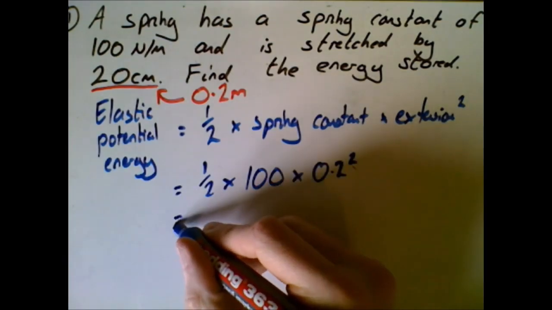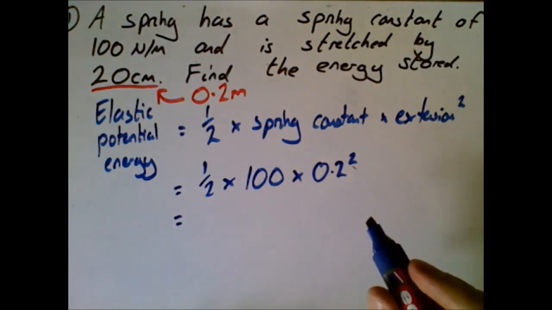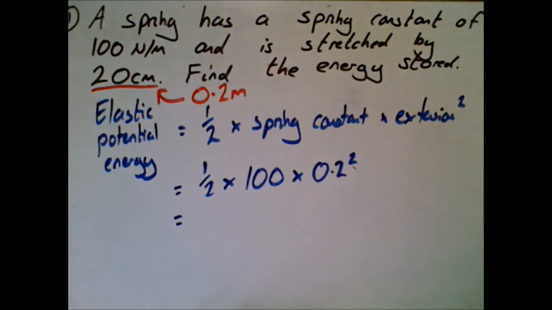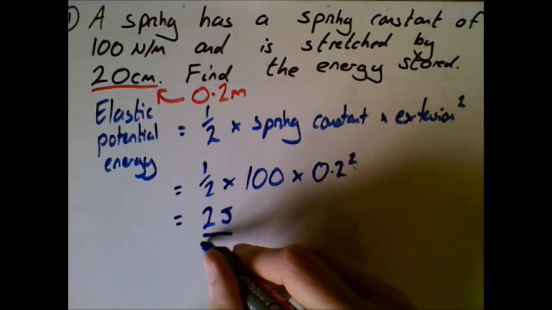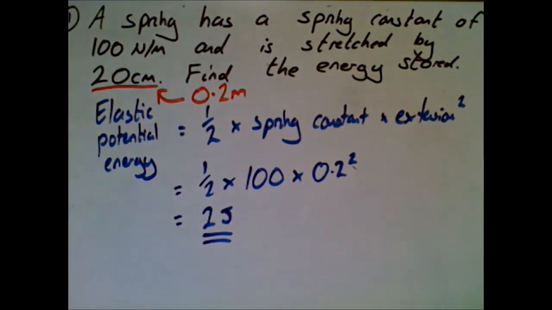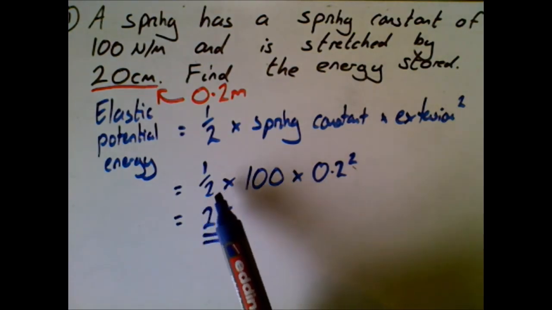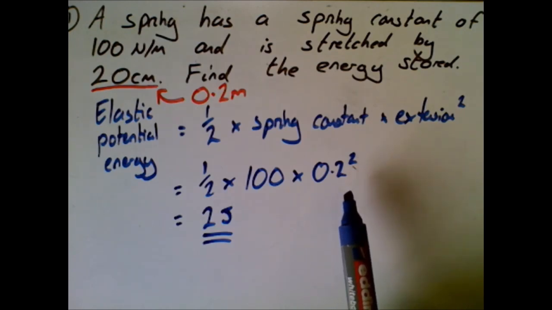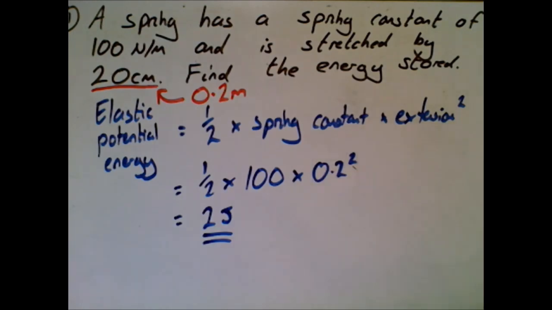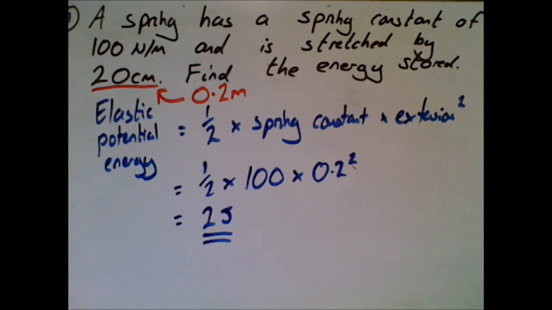Now, you could put that into a calculator. Half times 100 times 0.2 squared. The answer you actually get when you do that is 2 joules. Okay, I mean, you could break this down further if you wanted to. You could simplify this. Half times 100, which is 50. 0.2 squared is 0.04. 50 times 0.04 is 2. Okay, but as long as you've shown here the substitution of the numbers into the question, that's the really key bit.